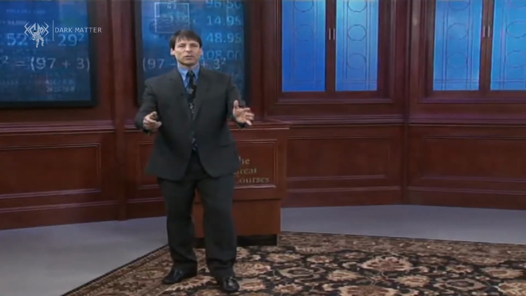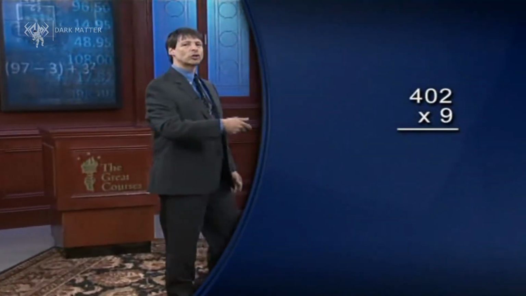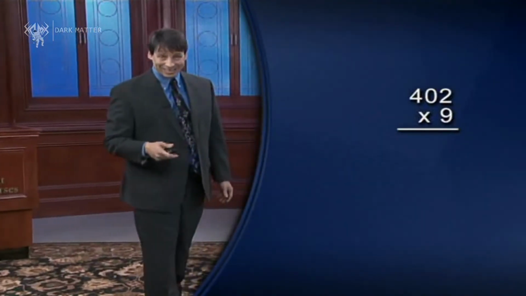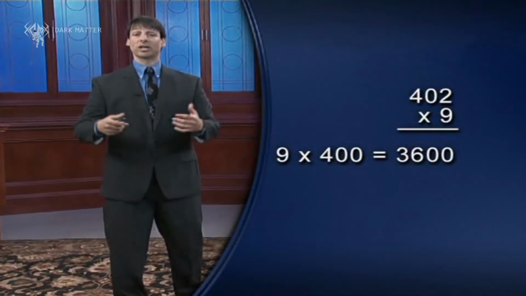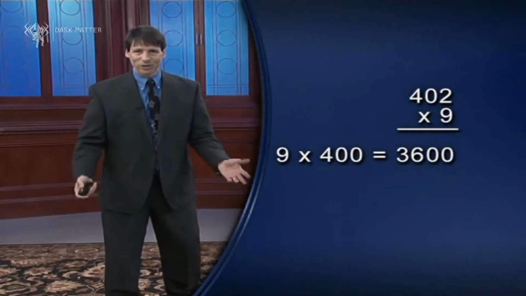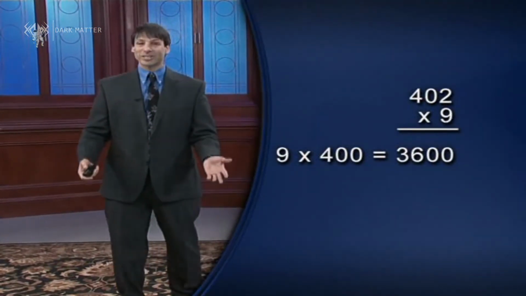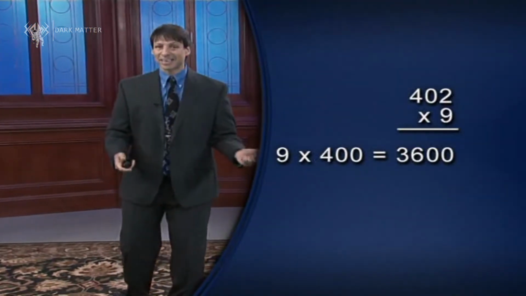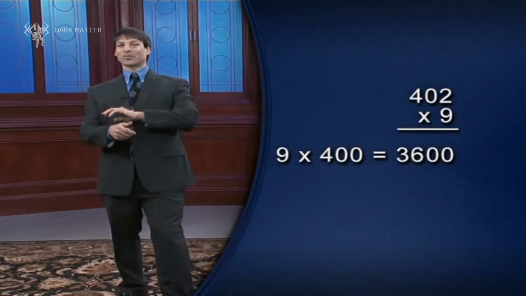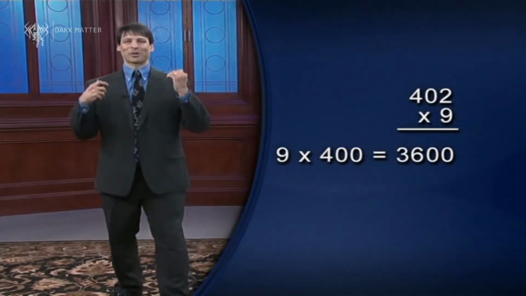Let me give you a few more problems. I'll start with an easy one, and then we'll work our way up to some harder ones. All right, this one's very easy. Try to do the problem 402 times 9. Okay, so we'll start with 9 times 400, which is 3,600. Go ahead and say the 3,600. You can say it because all you're going to be left with is 9 times 2. So that 3,600 can't possibly change.